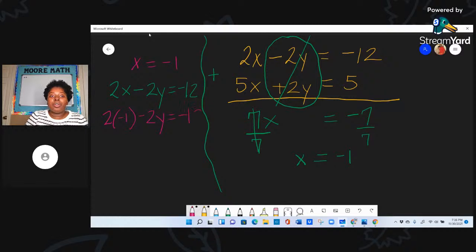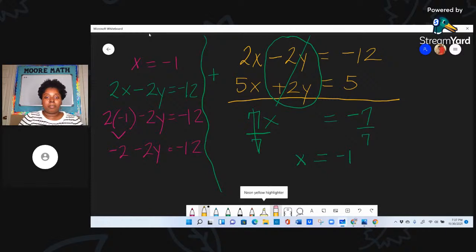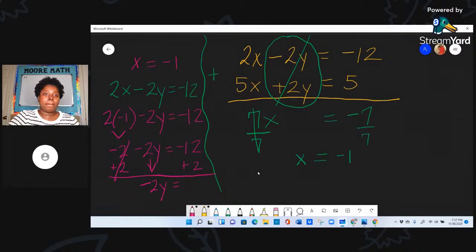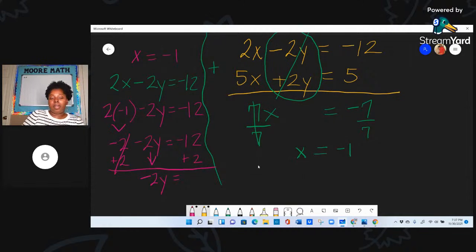Okay, what is 2 times negative 1? Negative 2. Good. Negative 2 minus 2y. Okay, tell me what I do next. Add 2 to negative 12. Okay, good. To get rid of this negative 2, I'm going to add 2 to both sides. All right, so that's going to cancel out. I have negative 2y equals what? Negative 10. Good.